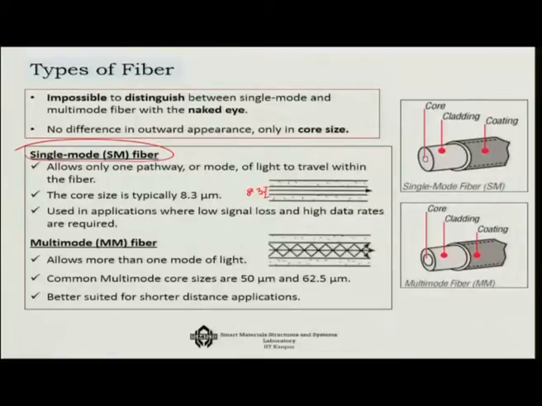However, there is the more common multi-mode fiber, and here it has more than one mode of light, and the core size is larger, like 50 to 62.5 micrometer. In the earlier case it was 8.3 micrometer, and this is better suited for short distance applications, carrying more information with a lower data rate. It is cheaper also. So this is what goes as a multi-mode fiber. Single mode fiber and multi-mode fiber are the two different types.